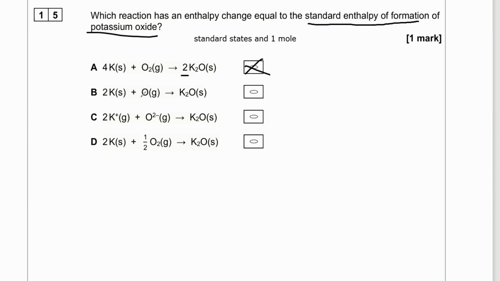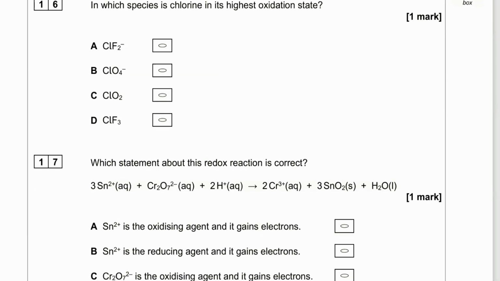And then we want them in their standard and correct states. Now you can see B has a bit of a problem. Oxygen doesn't come like that. It's diatomic. It should be O2. So D is the correct answer because they're in their standard state. C, they're ions, and they're not going to be operating as ions in their standard state.